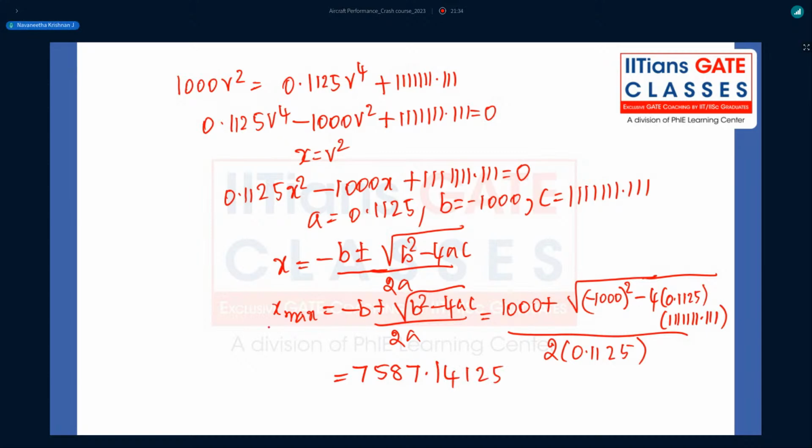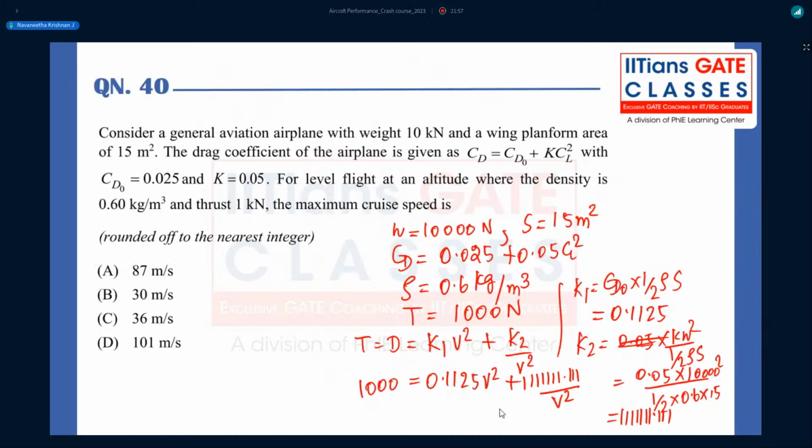x max is nothing but v square, so it is v max square. From that we get v max equal to root of this answer, that is equal to 87.104 meter per second. The nearest answer in these options is option A. So option A is the correct answer.